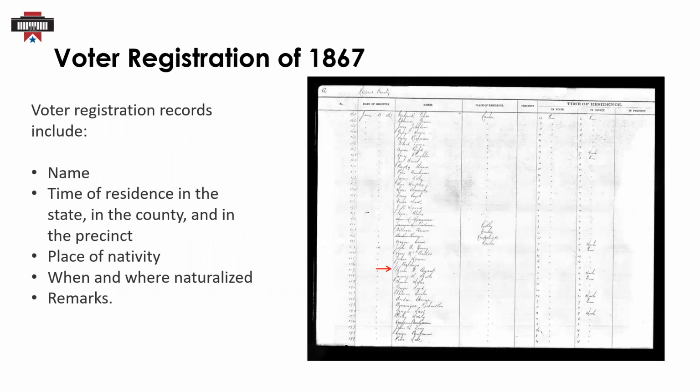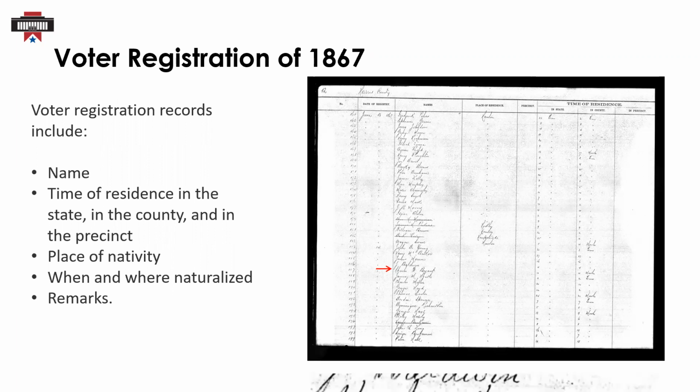The process for Confederate states to re-enter the Union involved affirming U.S. law, including the abolition of slavery and ensuring the voting rights of African American men. This law required that by September 1st, 1867, each district would register all male citizens of the United States over the age of 21 years that were qualified to vote. Voter registration records include name, birth, residency, and naturalization information, and other remarks.